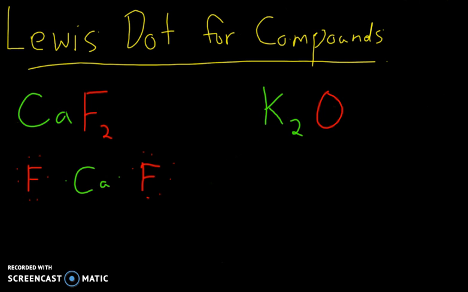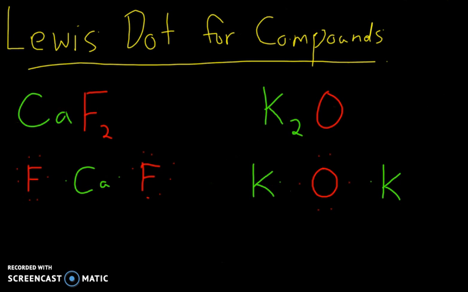Now if we go over to our other example, our potassium oxide, we now have 1 oxygen. So I'm going to draw that one in the middle. Oxygen's got 6 valence electrons. So we go 1, 2, 3, 4, 5, and 6. And then we've got 2 potassiums, and I'll put 1 on each side. Got our 2 Ks. Each of them has 1 valence electron. So those are all of our Lewis dot structures for our elements.